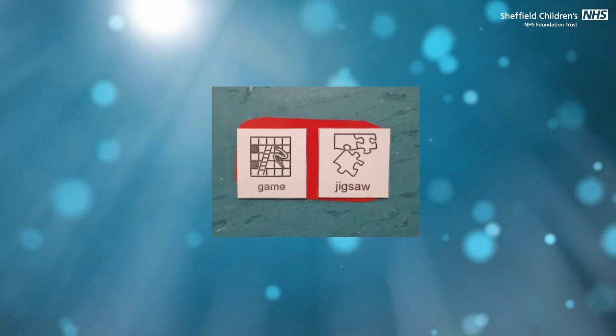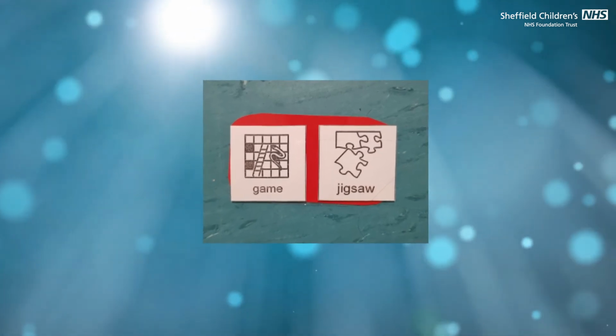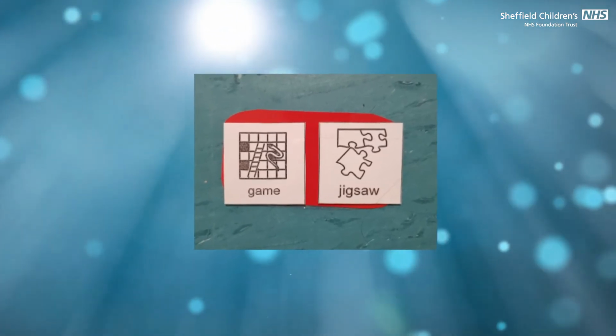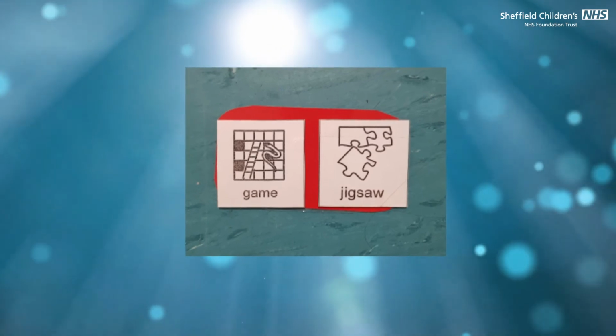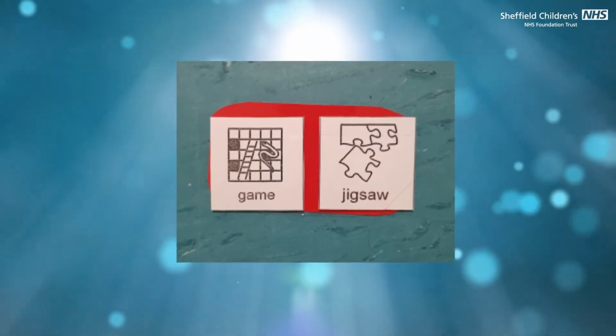We also use choice boards. This is to give the child a choice of 2 activities, or a choice of emotions, or a choice in what they may want to eat.